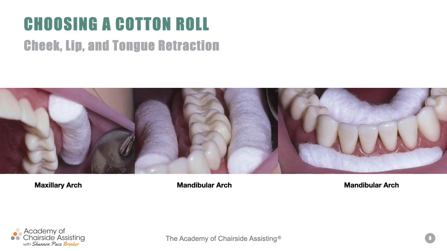For the mandibular anterior section, we're going to place it right between the cheek, and you always just have to remind yourself, I'm going to pull that cheek away. What's the best way to do that? Utilize cotton rolls. And then we're going to place it right underneath the tongue, because that's where a lot of saliva pooling will take place. And again, it's very easy to utilize cotton rolls in the oral cavity for saliva control.